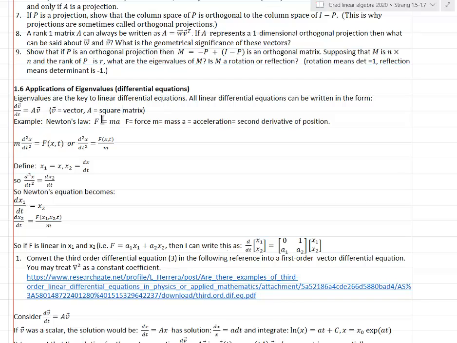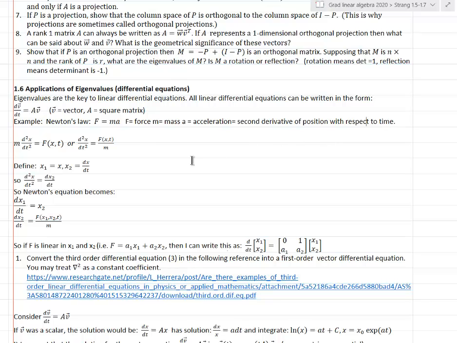One example of this is Newton's law. I showed in class how you can convert Newton's law into a first order vector differential equation. It's first order because it has one derivative. So F equals ma, where F is force, m is mass, and a is acceleration, which is the second derivative of the position with respect to time. So I rewrote Newton's law in this way.